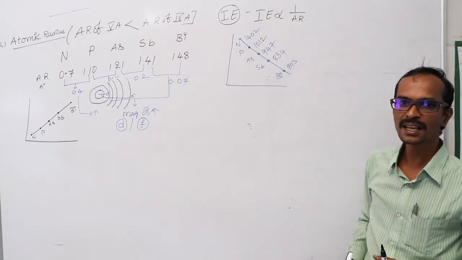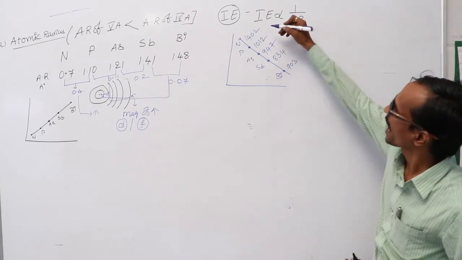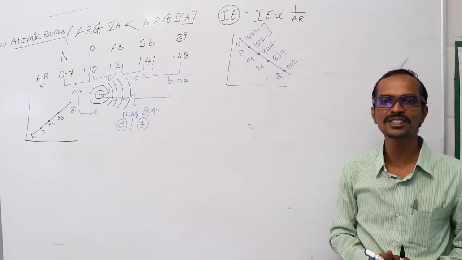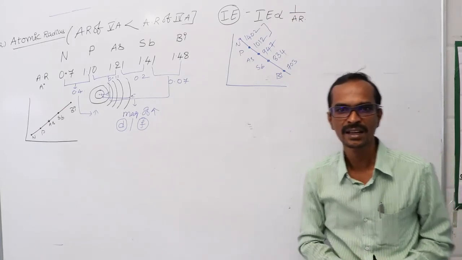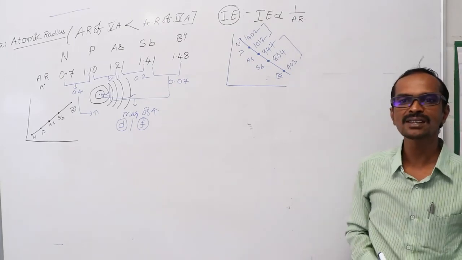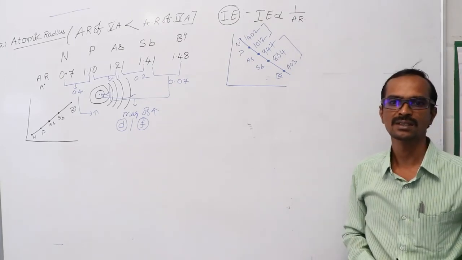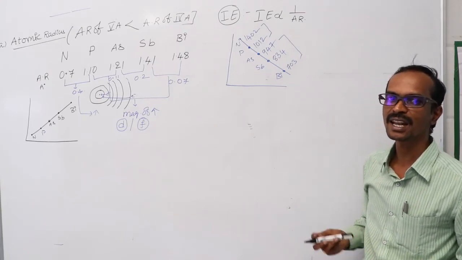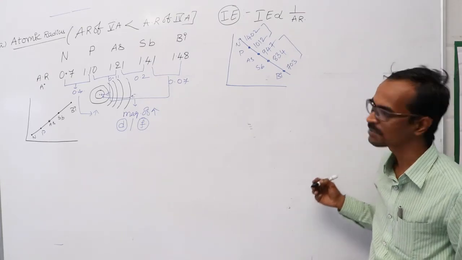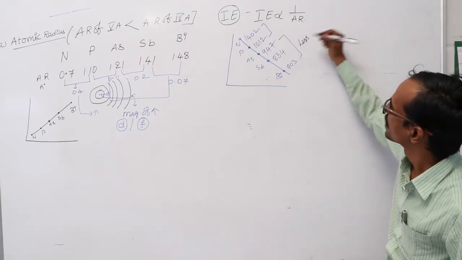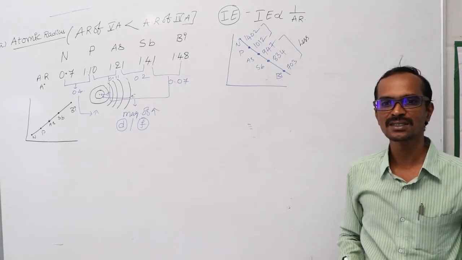If you see between nitrogen and phosphorus, the difference in ionization energy is very high. If you compare these three, the difference between the ionization energies is very small. Why? Why are the differences between the ionization energies of arsenic, antimony and bismuth small?